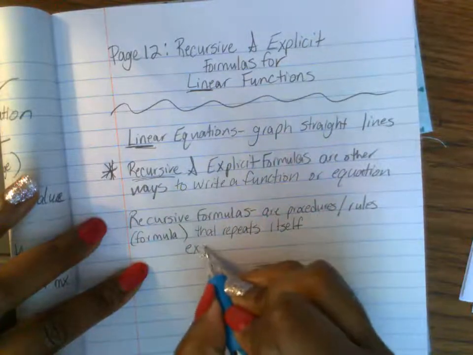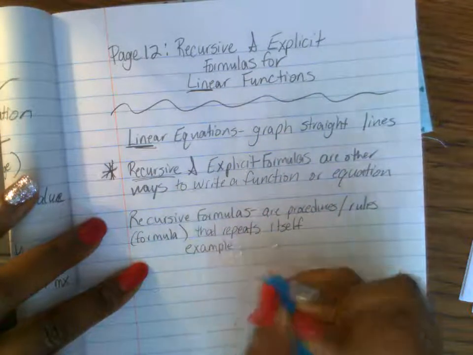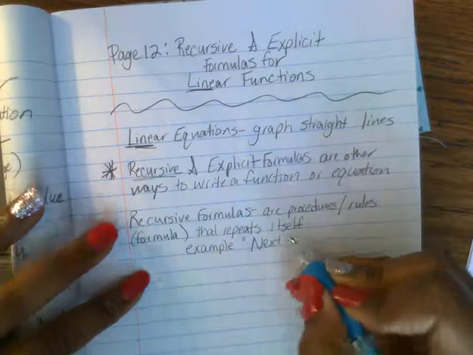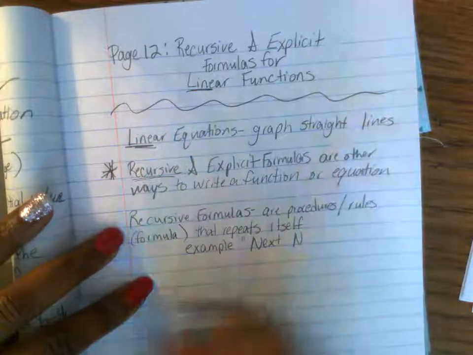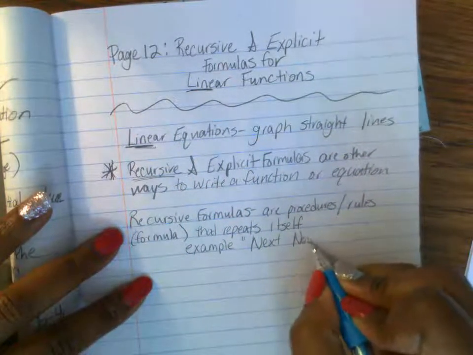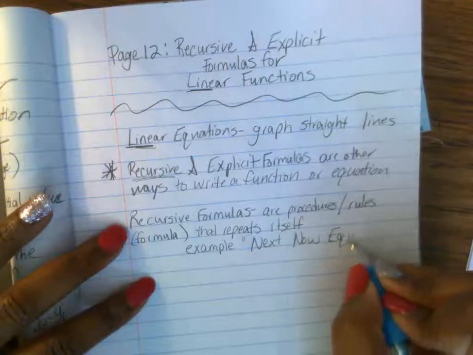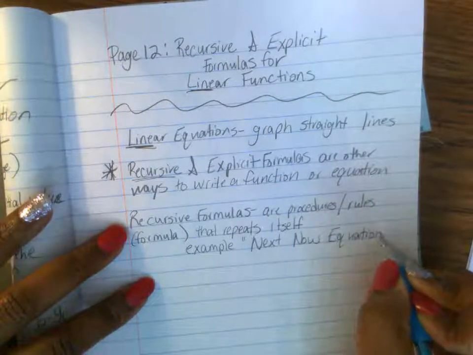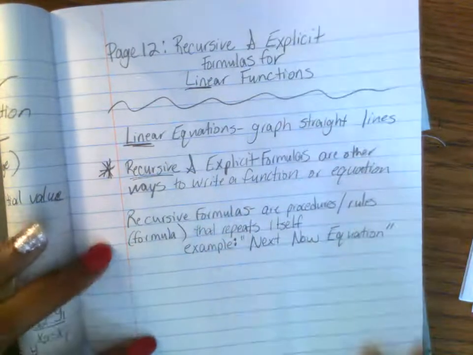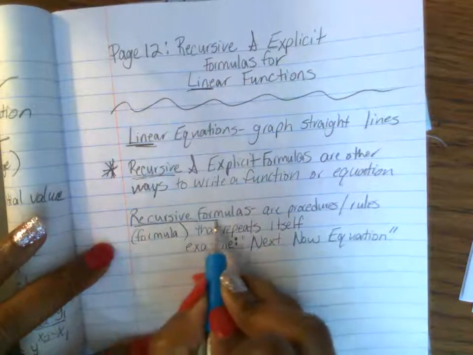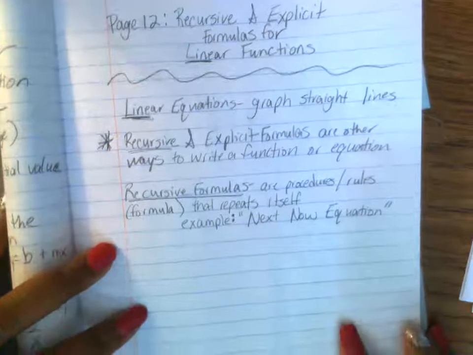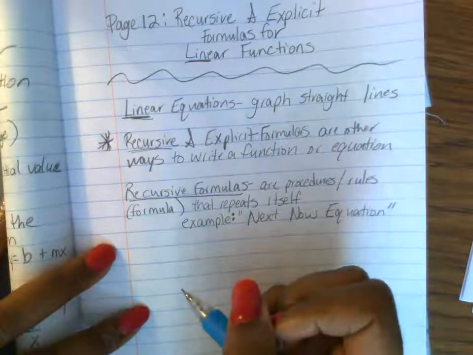The name of the example that we're going to be using is next now equations. There are many types of recursive formulas, but the one that we're going to learn how to do today is called a next now equation. That's the one that we're going to learn how to write. Okay. So this is recursive formula. There are procedures or rules that repeat themselves.